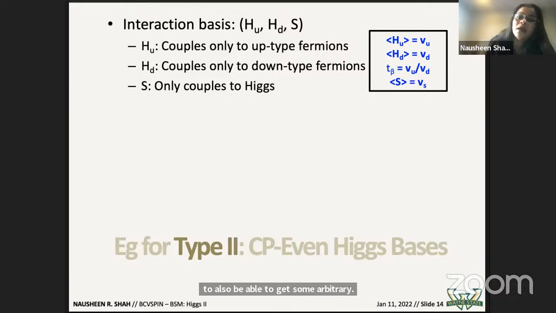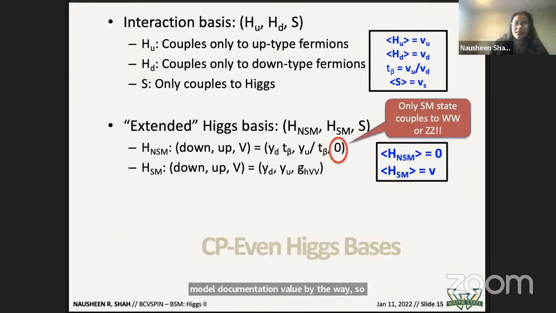So when you have this, then you would get what I call the extended Higgs basis. You will still have these states, which I call the H standard and H non-standard, which I showed you before. And you would also have the singlet.